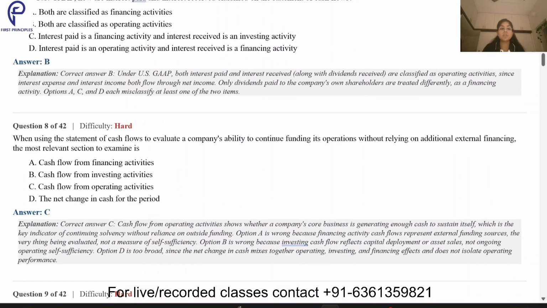Question number 8. When using the statement of cash flows to evaluate a company's ability to continue funding its operations without relying on additional external financing, the most relevant section is the cash flow from operating activity. Why? Because the question is talking about not relying on external financing. Where do we report the external financing? We report it under the financing activity. Does investing activity give us this answer? No. Why? Because with the help of operating activity only, we will be able to make out whether we can do the investing activities without using external funding or not. So that's why option C, operating activities, will be my correct answer.